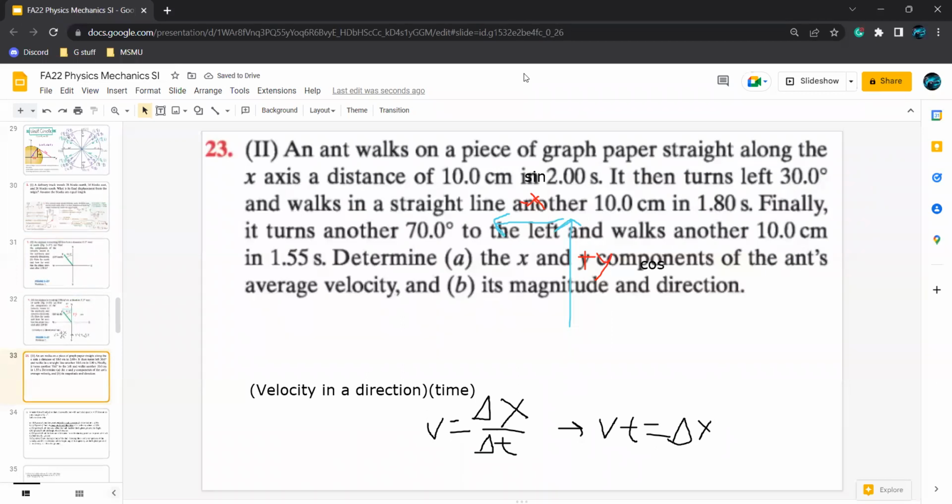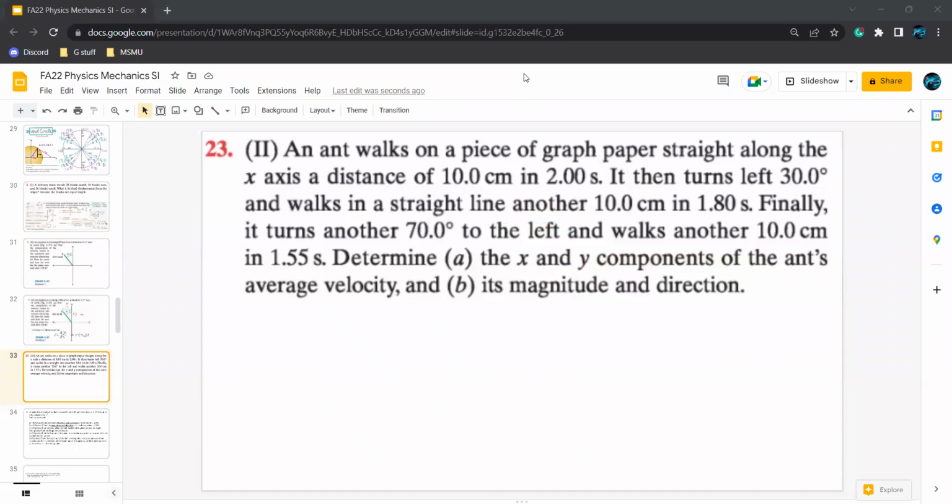The next one is an ant walking along an axis. This one's a bit more complicated just because you have to draw the vectors yourself. This is a tail to tip method in particular. So if it says it walks so much straight along the x-axis, it's going to be like that. I'm just going to rush through these real quick. And it turns left 30 degrees. Remember, that's left from the ant's perspective. So it's going to be left 30 degrees here, where it's 30 degrees from where it was. And then it turns another 70 degrees to the left. Right, that's your angle now.